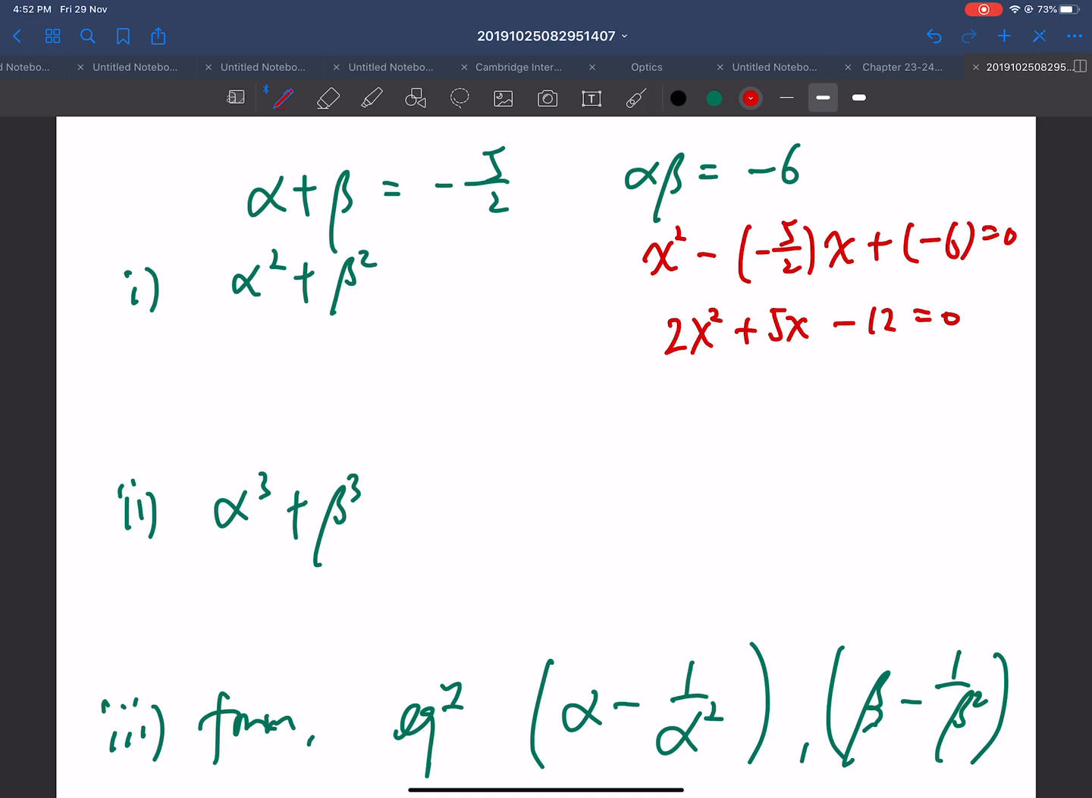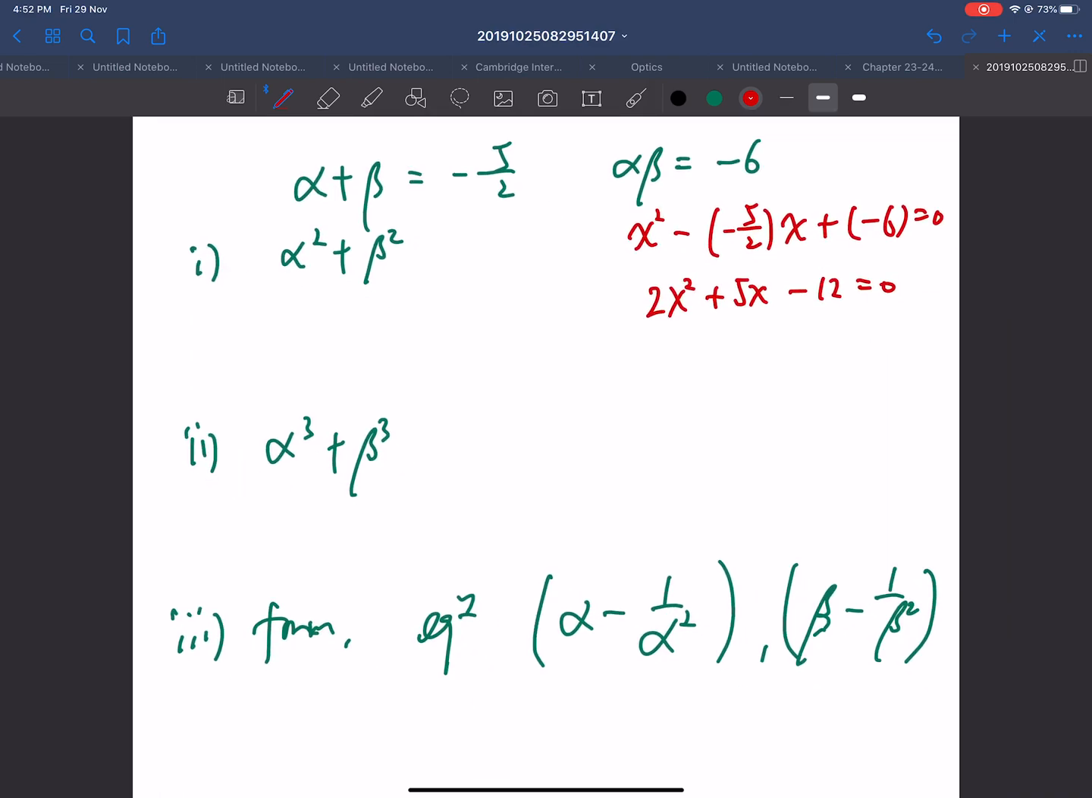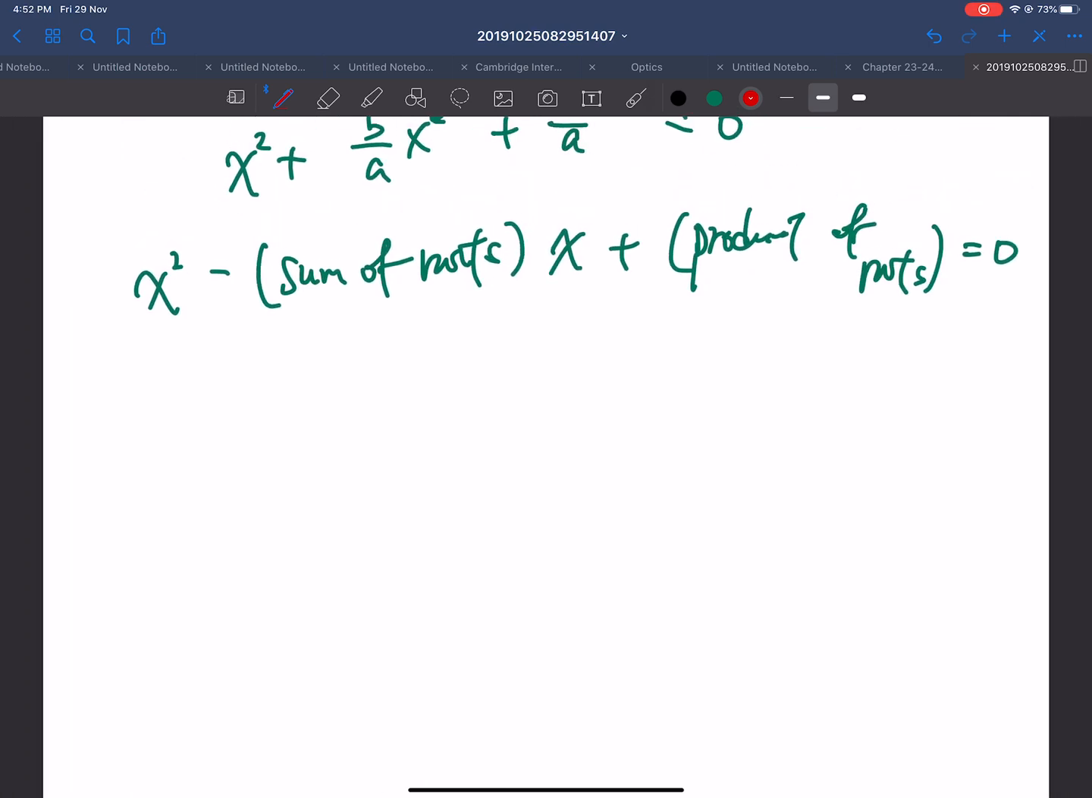Can we just substitute? Can you just use minus B over A equals that? Just find B over A and substitute into it. Use this method. Use the trick here. It's just faster that way. It is much faster.